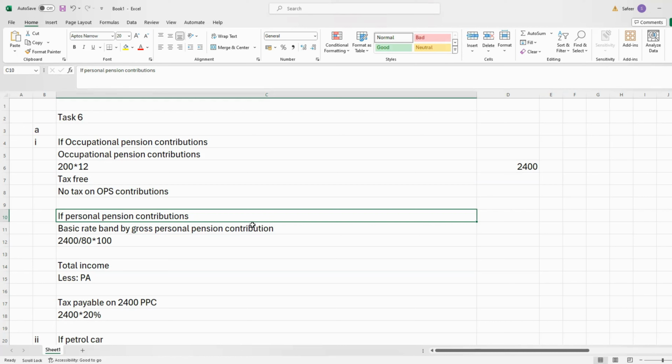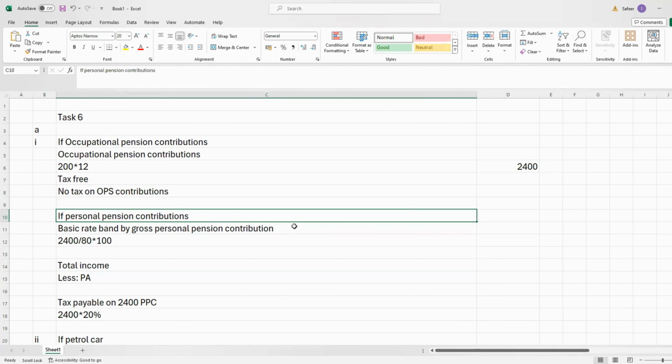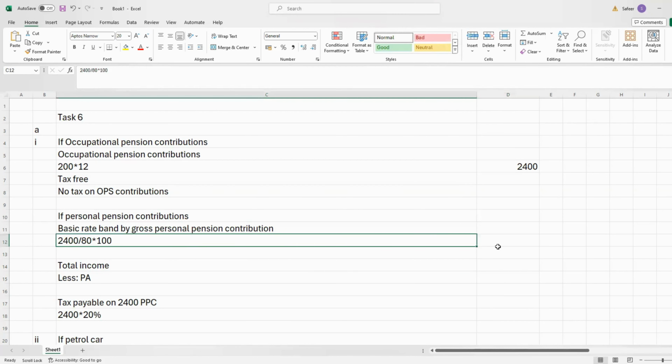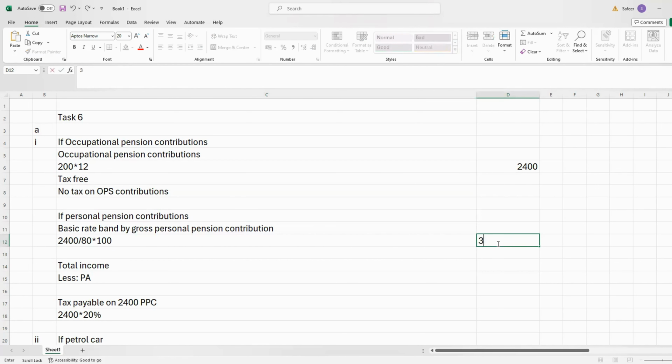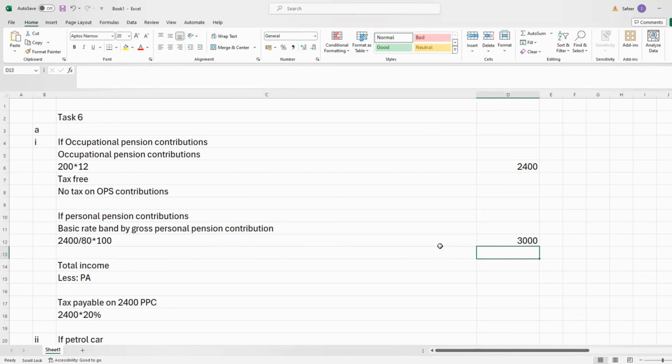Now in this situation, the person's total income is just one income, which is 52,500. So only the basic rate band will be extended by the gross personal pension contributions. The gross personal pension contributions are 3,000. How we calculated that: 2,400 divided by 80 times 100.